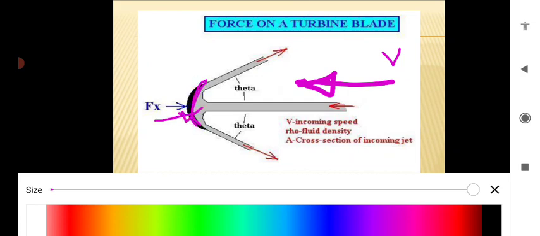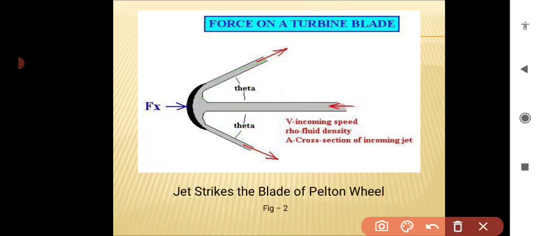Okay, this extracts the force Fx, and when it impinges on the bucket, it is divided into two directions. Here it makes an angle theta, and here it makes an angle theta. v is the incoming velocity, and we know that rho is the fluid density. A is the cross sectional area of the jet.